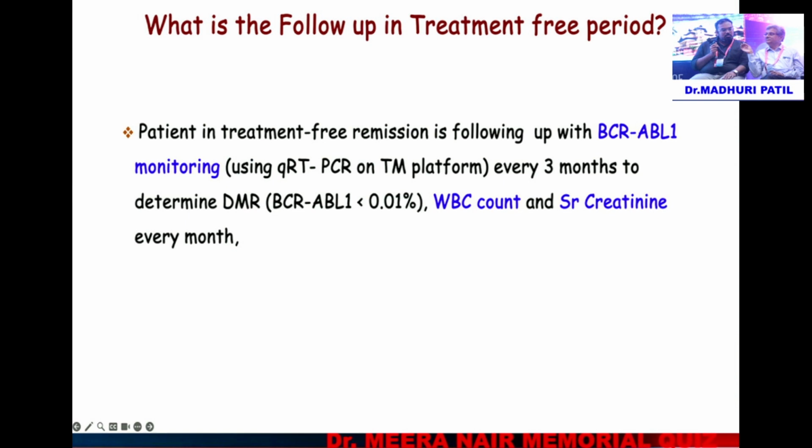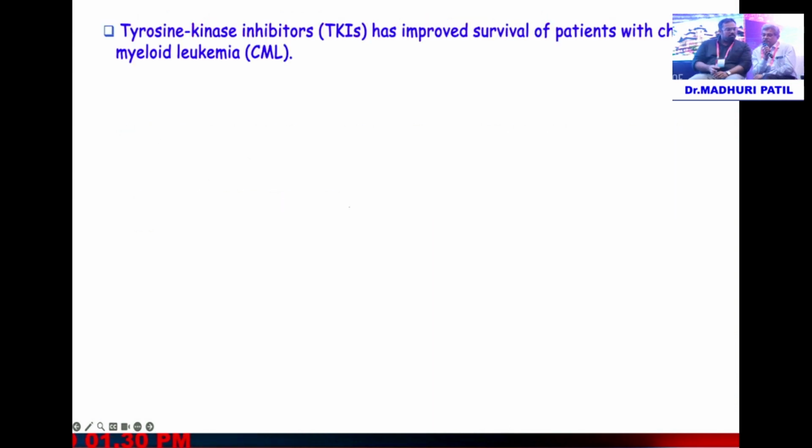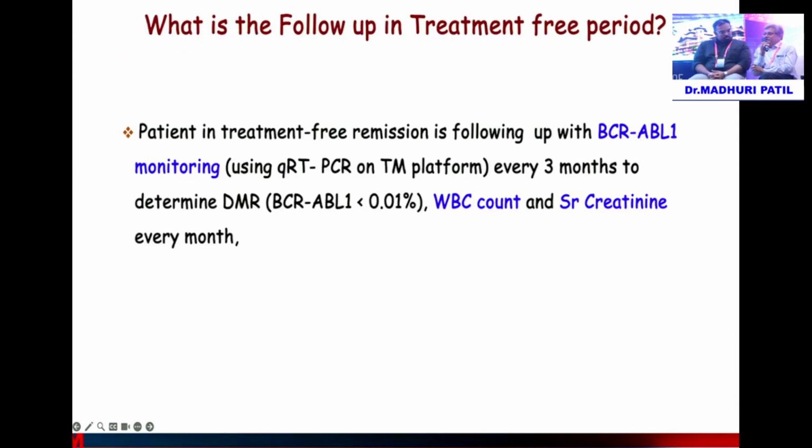Yeah, so basically you maintain the level below 0.01, and do you also do the WBC counts regularly? Even if we do a CBC, the decision making is based on the BCR-ABL. The other parameters don't really affect our decision making. This is for the planned pregnancy for a CML patient.